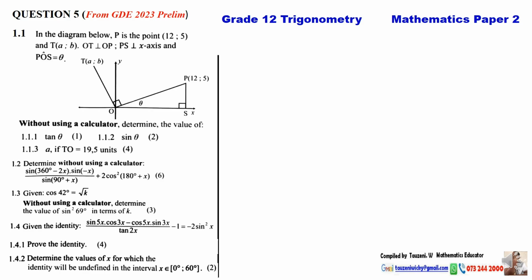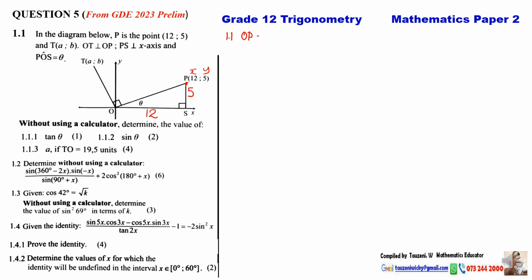Right, question 1.1. When given a triangle in this form, with the coordinates of point P given here, the first value is the x and the second value is y. Those two numbers give us the dimensions of the triangle. So the line OS is equal to 12 and the line PS is equal to 5. Now, that allows us to determine the value of line OP.